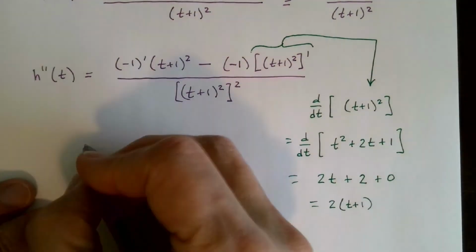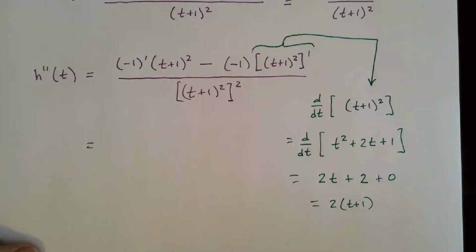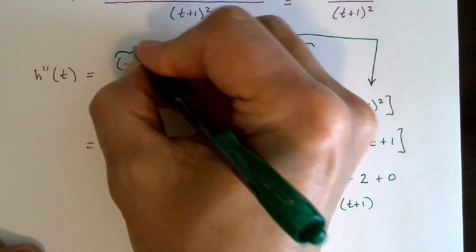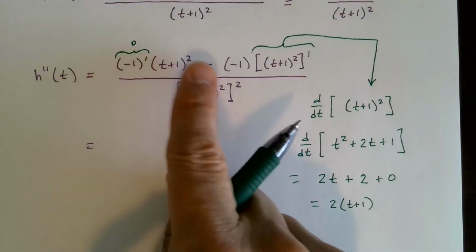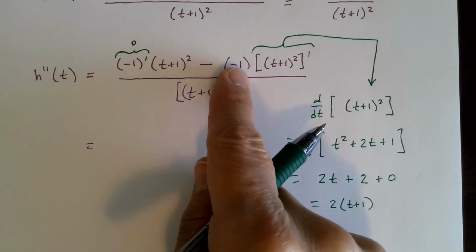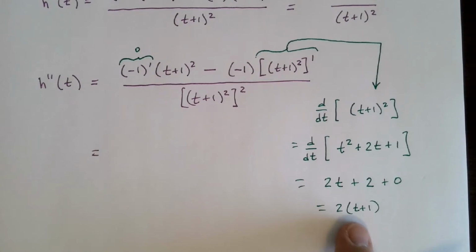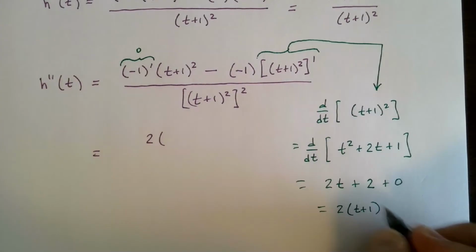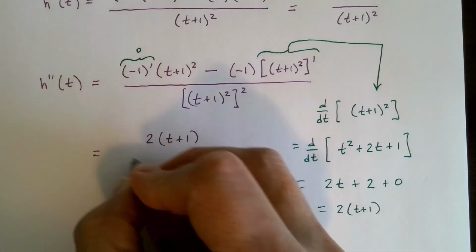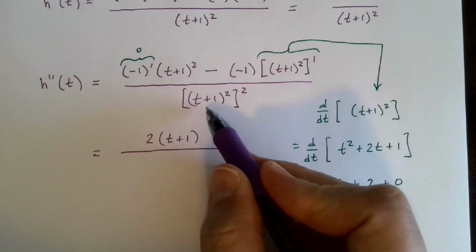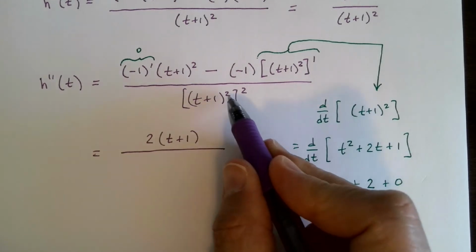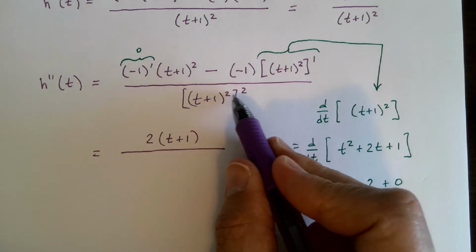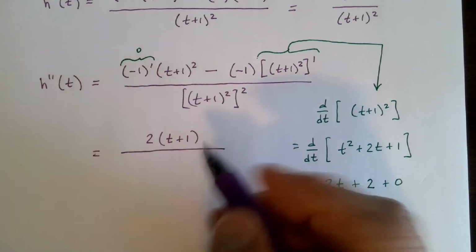Okay, well, all that. What do we have here? Oh, what's the derivative of negative 1? We didn't talk about that. That's easy. That's 0. And so this whole thing is 0 minus a negative 1 is what? Plus 1 times this, which just leaves me 2 times t plus 1 all over. What about down here? What's t plus 1 squared squared? Can I do anything to simplify this? Yeah, what do I do with these exponents? What do we do with them? We multiply them. 2 times 2 is 4.